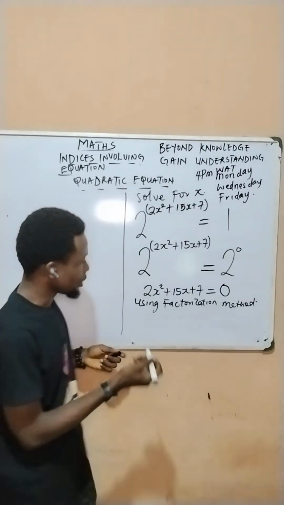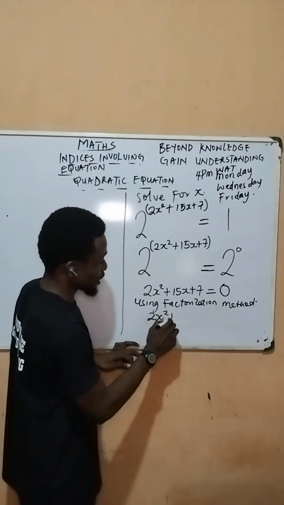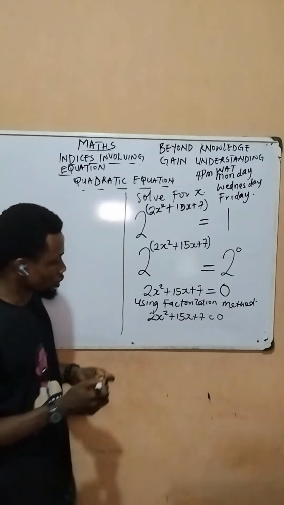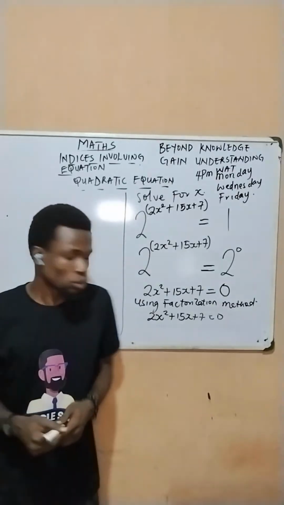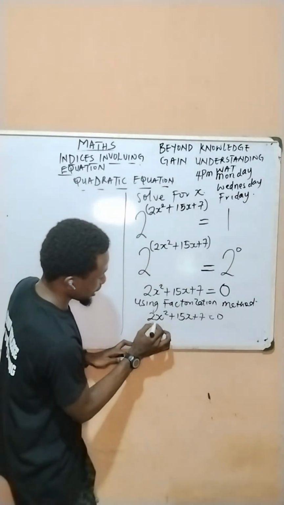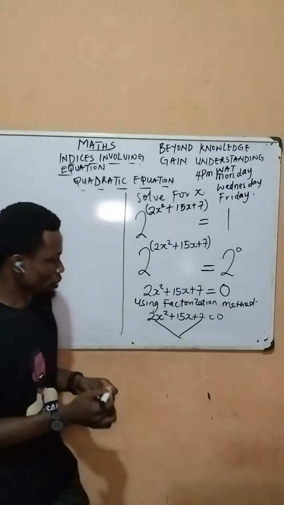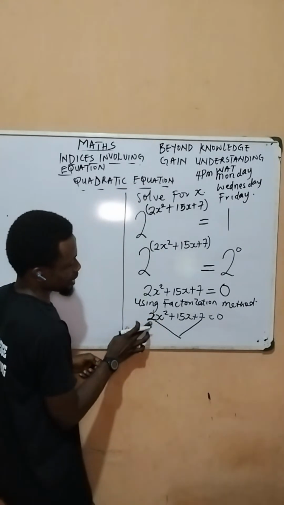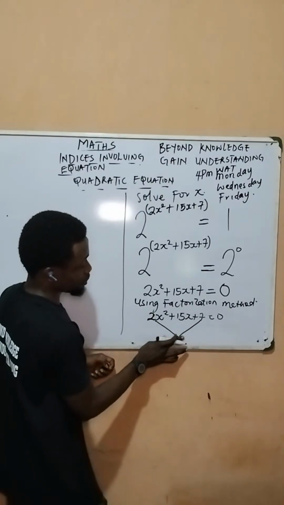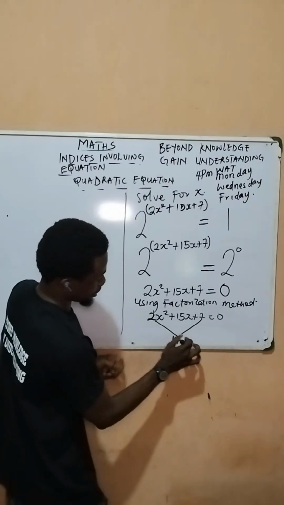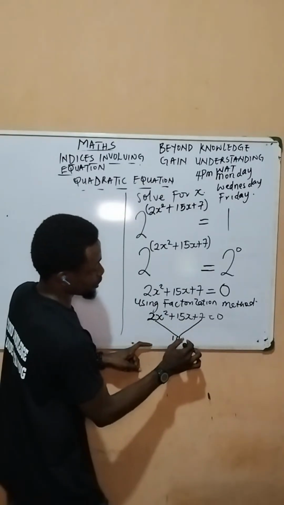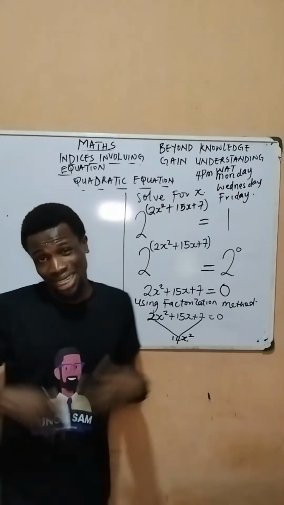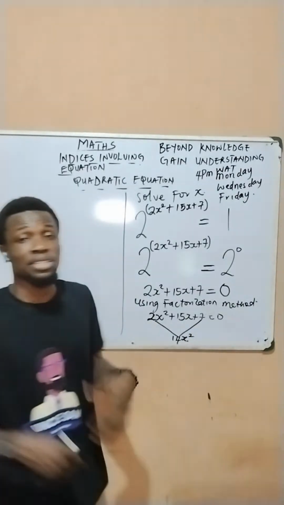It's quite simple. Let me write the expression out: 2x squared plus 15x plus 7 equals 0. Now, what factorization method tells you to do is this. We're going to multiply these numbers together. 2x squared multiplied by 7 is going to give you 14x squared. Now, most people tend to forget the x squared, but you can as well skip it. Just multiply the numbers, and there's a reason why we're doing that.